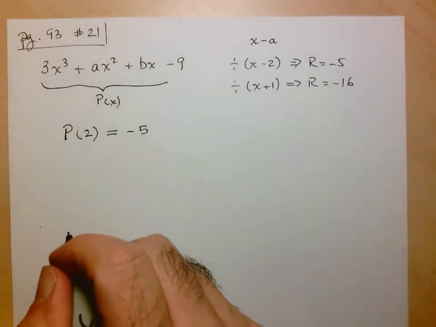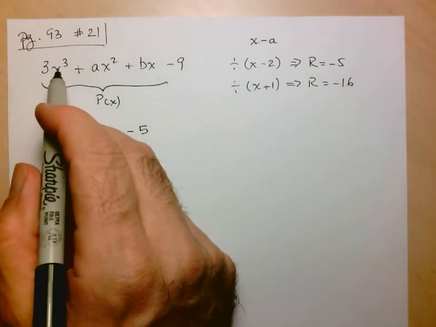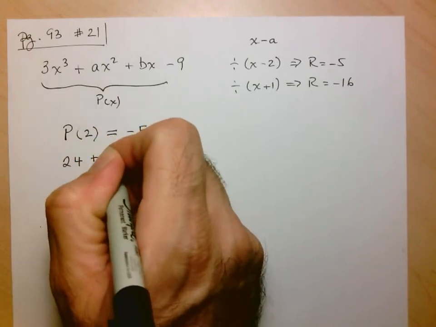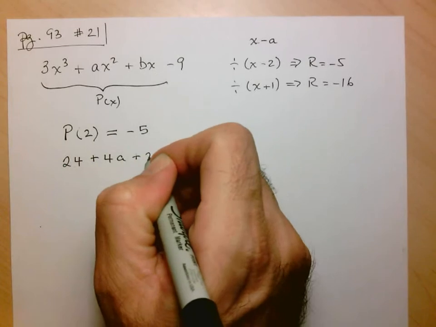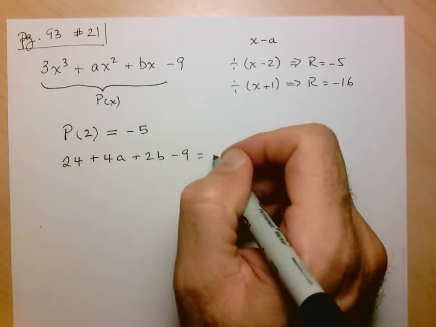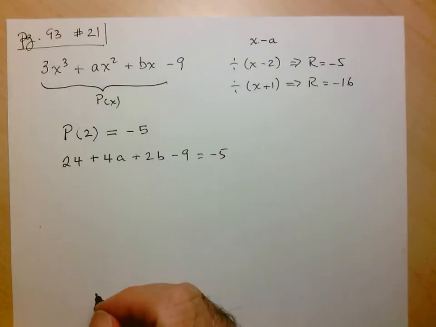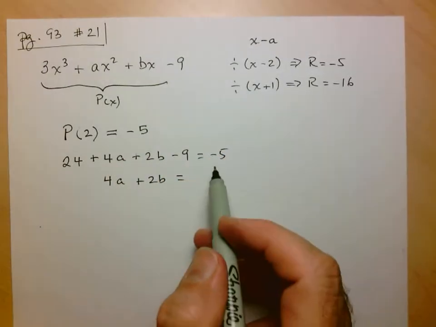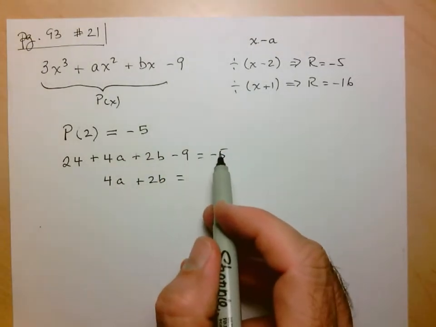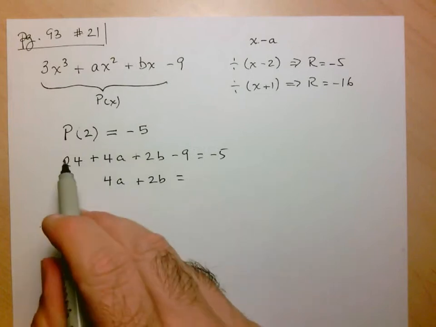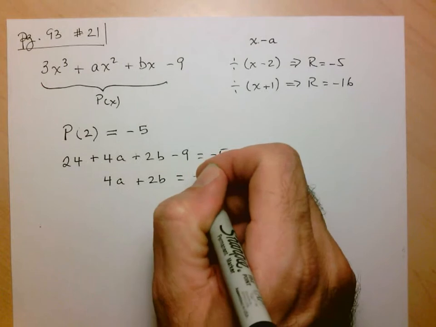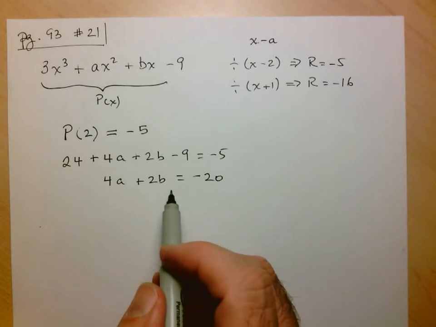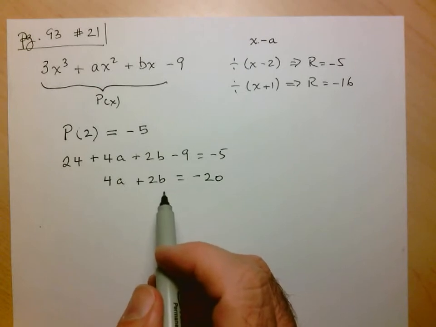Now I can just plug this into the equation. So we've got 2 cubed is 8, times 3 is 24, plus 2 squared, so plus 4a, then plus 2b, minus 9 has to be equal to negative 5. If we simplify this, we end up with 4a plus 2b equals negative 5 plus 9, so that's 4, and then we're subtracting the 24, so 4 minus 24 is negative 20. Here we have an equation in two unknowns, so not enough information to solve for a and b. We're going to need a second equation.